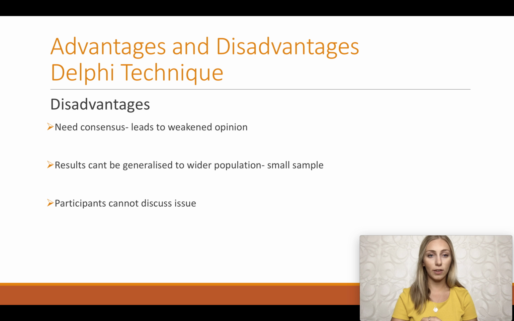The disadvantages of the Delphi technique are that you need a consensus, therefore it's going to take a little bit more time. This also may lead to a weakened opinion because people may need to change their opinion just a little bit just to reach the consensus. The other disadvantage is that the results can't be generalised to the wider population because of the small sample. And the last is that the participants cannot discuss the issue.